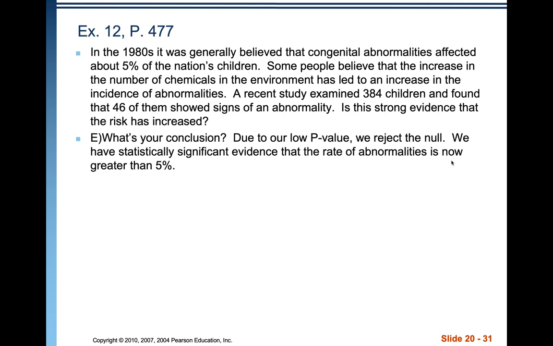We just need to make a statement about the alternative hypothesis in context. So we have statistically significant evidence, since we rejected the null, that the rate of abnormalities is now greater than 5%. So I didn't just put p is greater than 5%. I said what p is. p is the rate of abnormalities. If you wanted to put the true rate of abnormalities, that would improve the answer even more, is now greater than 5%. So notice that I said we have evidence for this. You never put that we prove it. You don't state that it is greater than 5%. We just have evidence that it is.